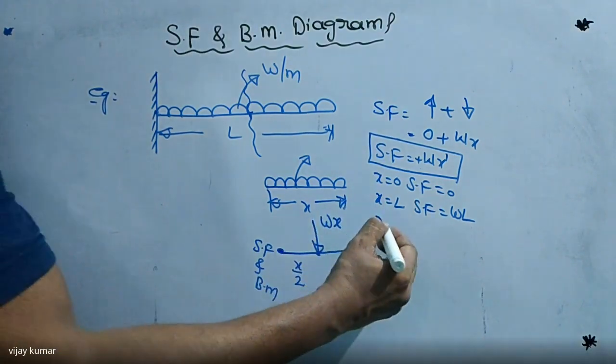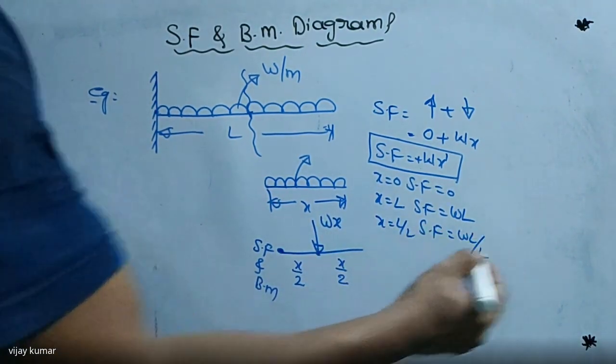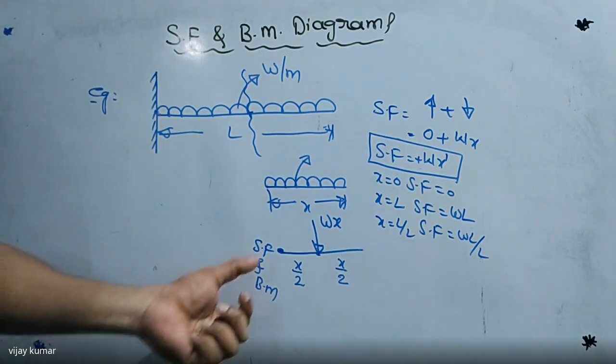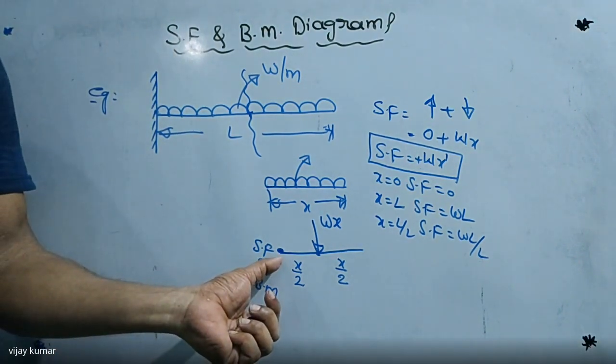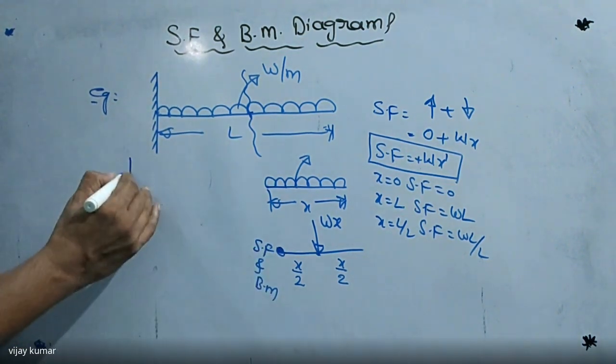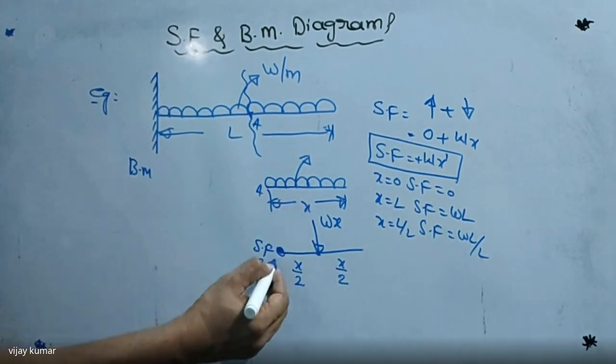So when X equal to L by 2, the shear force is equal to WL by 2. Did you get my point? So these are the values of shear force at X equal to 0, X equal to L, and X equal to L by 2. In the same way, I want to find the bending moment at this point. So what is the bending moment here? Bending moment at point A here. This is also A.